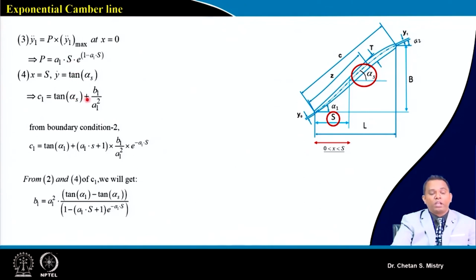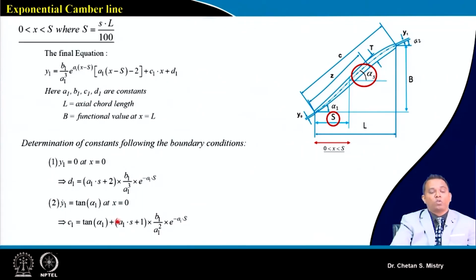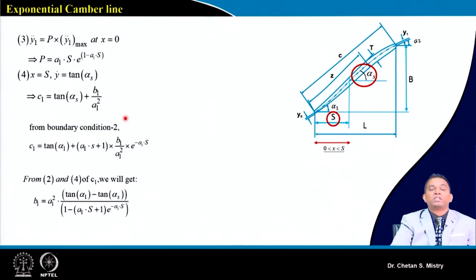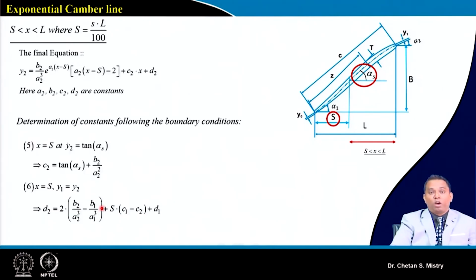Now if we look, we are having two values of constant c1, one that we received by considering x equal to 0 and slope factor, and this is my second boundary condition. So based on that, if we solve, we will get the constant b1. Now let's move towards the next location. So this is my next location.